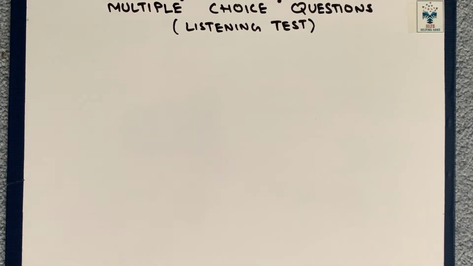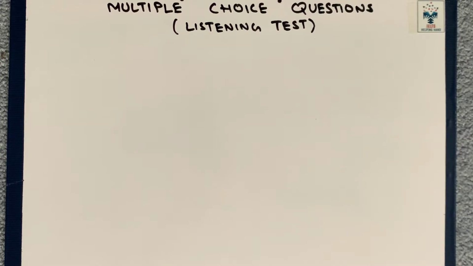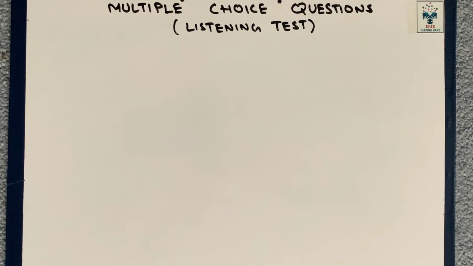Firstly, we will discuss in which sections of your IELTS listening test multiple choice questions could possibly come. Then we will learn about different types of multiple choice questions with real examples. Thirdly, we will discuss all the possible traps IELTS uses in multiple choice questions to confuse you. Then we will see how you can solve these questions with 100% accuracy. And lastly, we will do some practice tests taken from real IELTS listening tests. So without wasting any time, let's start.